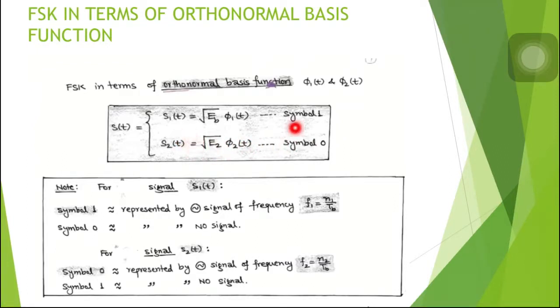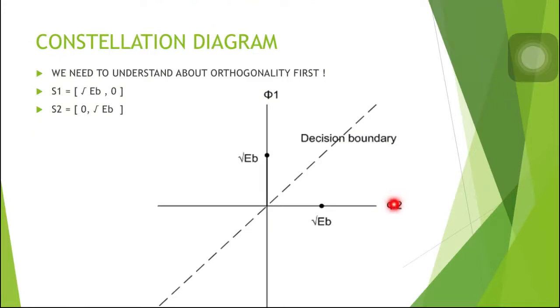So in this case symbol 1 has a sinusoidal signal, and in this case symbol 0 has a sinusoidal signal. In the earlier case, does symbol 0 have a signal? No, it is absolutely no. That is what is written here: symbol 0 has no sinusoidal signal. Okay, that's it. So this is a constellation diagram.